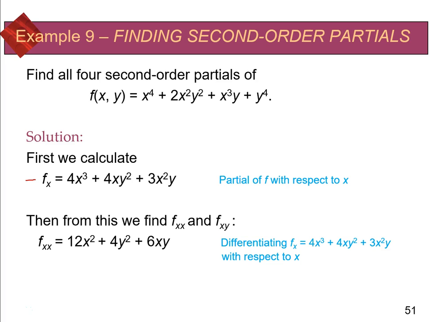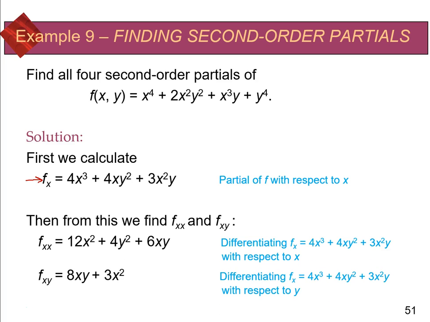fxy, again starting with this, I take the derivative of that with respect to y now. So the 4x cubed is a constant, so it goes away. The 4xy squared, the y squared is treated as a variable, the 4x is a constant. So I'm going to have 4x times 2y, which is going to be 8xy. And when I do a derivative of 3x squared y with respect to y, the y is a variable, the 3x squared is a constant, so I'm just left with the constant when I do a derivative.